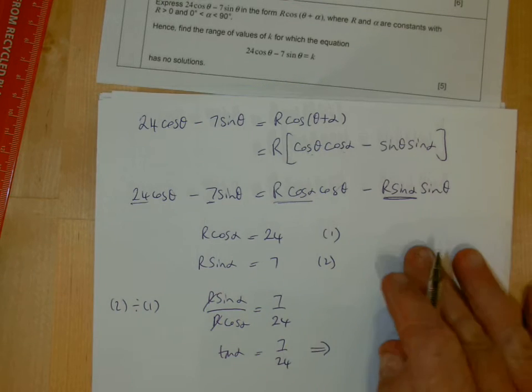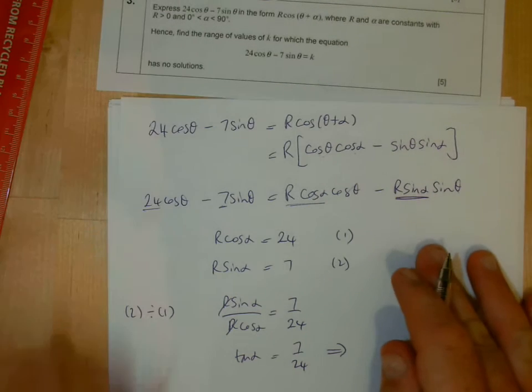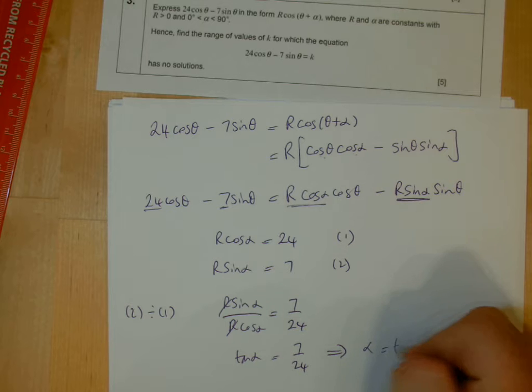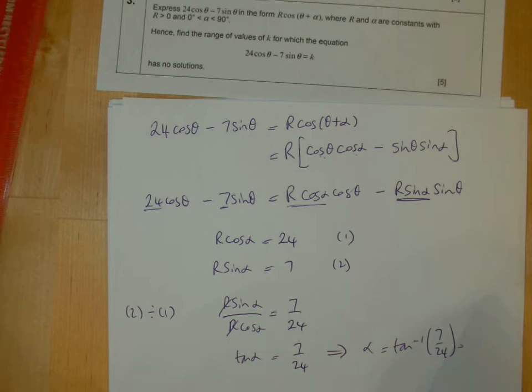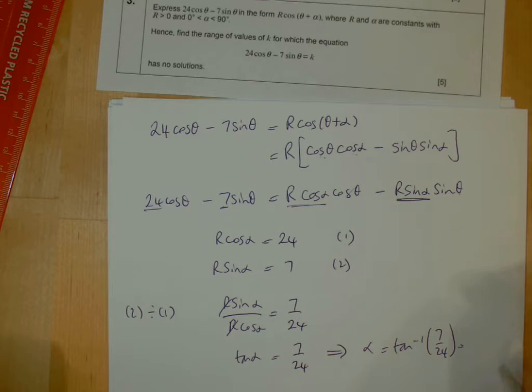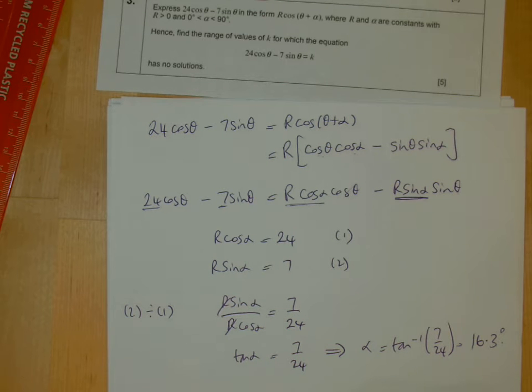So then you can determine what alpha is. Alpha will be tan to the minus 1 of 7 over 24. So I get my calculator, and we get out 16.3 degrees, to 1 decimal place. So that's our alpha there.